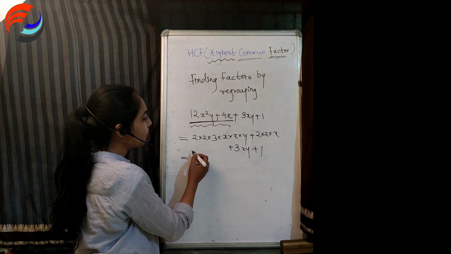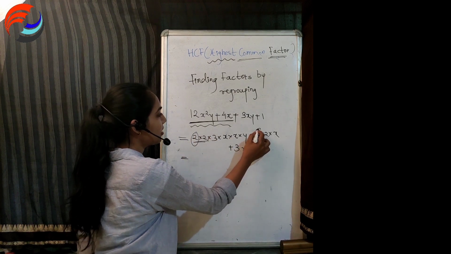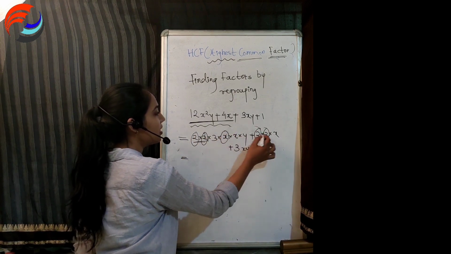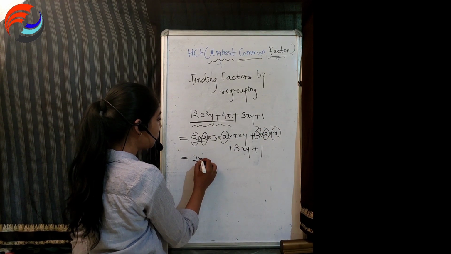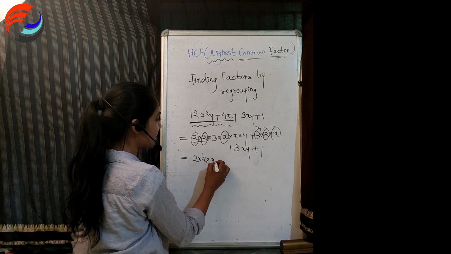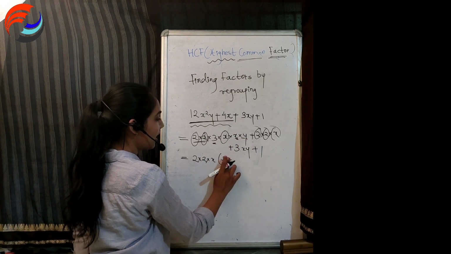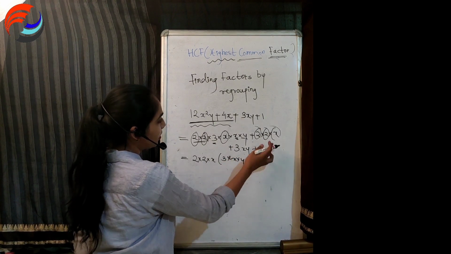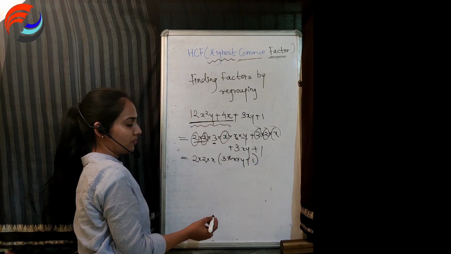So see, what is common here? This 2 appears here also, here also, here also. x appears here as well as here. So what we can do? Take common 2 multiply x. What remains? x, then y, plus. This entire thing is outside, so we have to write plus 1.